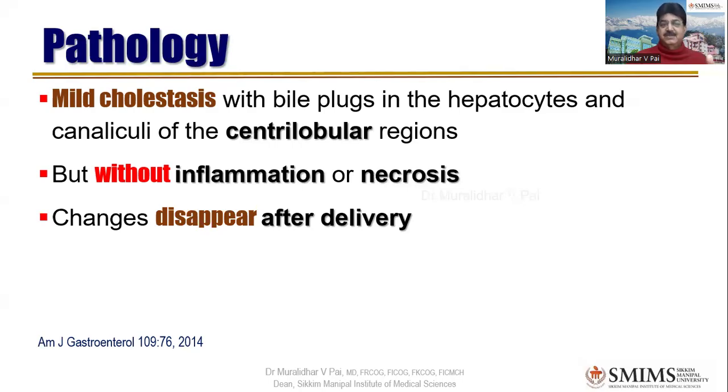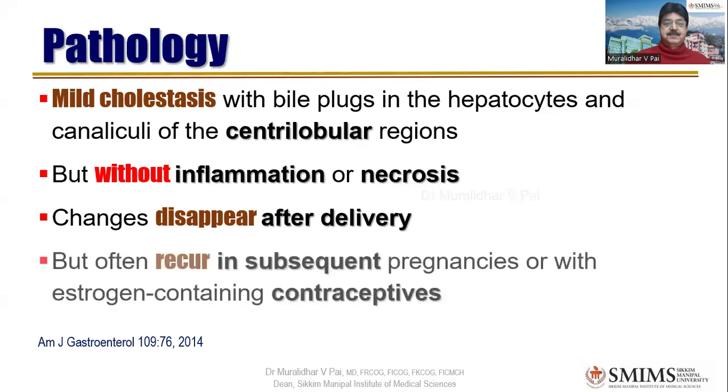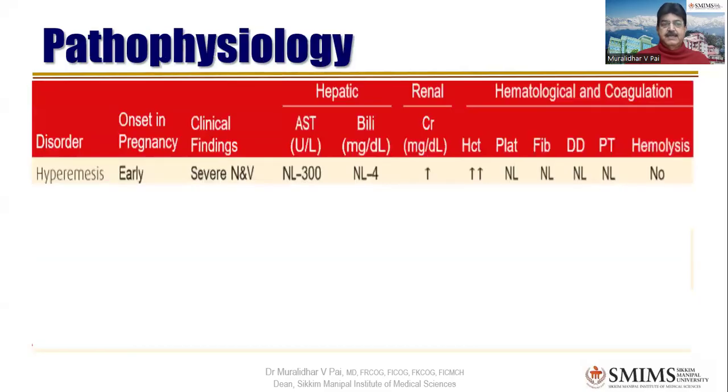So delivery is the definitive answer for them. The question is when to deliver. You cannot deliver too early because of maternal issues, and you cannot deliver too late, because then there will be effects on the fetus and mother. It often recurs in subsequent pregnancies or with estrogen-containing contraceptives, so it is something to do with the pregnancy hormones. Estrogen only comes up a little later in pregnancy, towards the end, but throughout the pregnancy it is progesterone that is the hormone. So there is a recurrence of intrahepatic cholestasis in subsequent pregnancies.